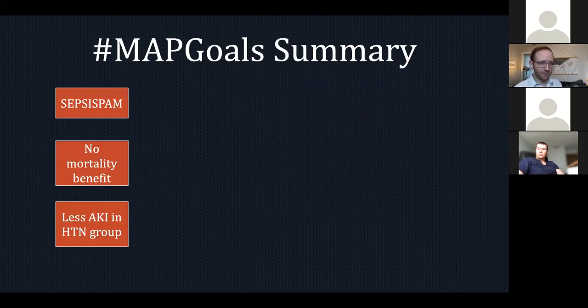So SEPSISPAM is the first one where they compared higher to lower MAP targets. There was no mortality benefit, but there was less AKI in the group with chronic hypertension, but of course there was also a higher rate of arrhythmias.